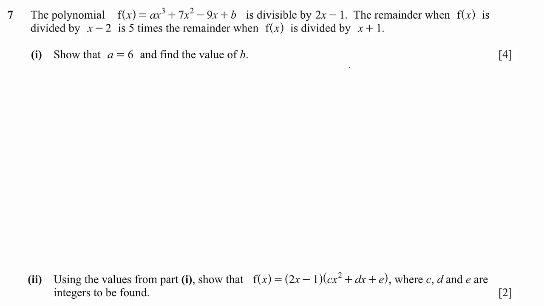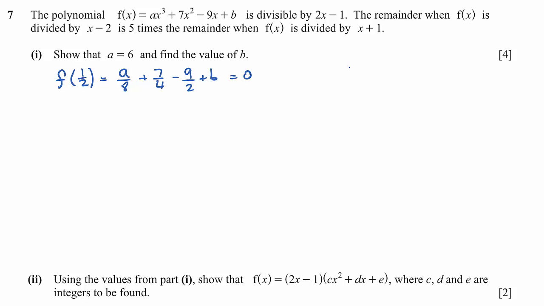The polynomial f of x is ax cubed plus 7x squared minus 9x plus b is divisible by 2x minus 1. So that tells me that f of a half would be equal to 0. Now a half cubed is an eighth, so that's a over 8. And then a half squared is a quarter, so I've got plus 7 over 4. Take away 9 over 2 plus b, and all that's equal to 0.